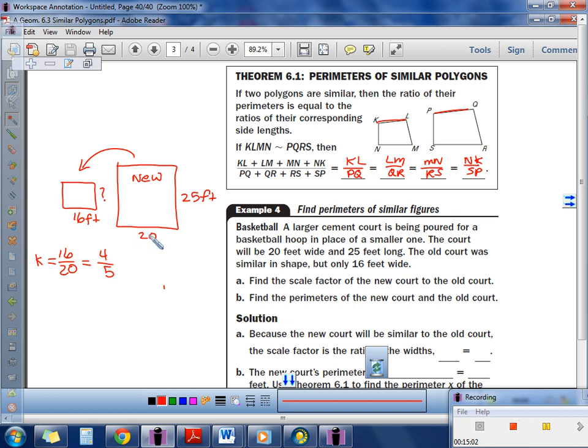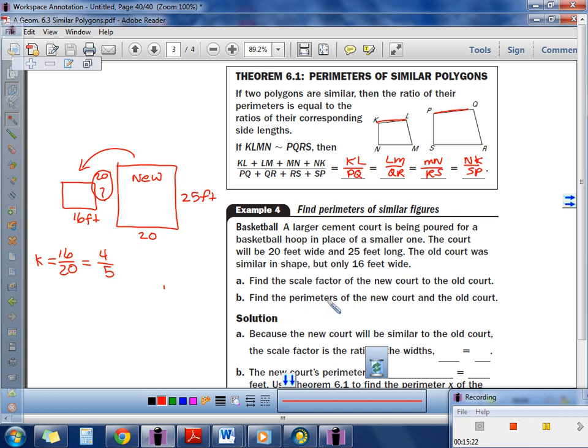So once again, I can multiply 20 by 4/5 and I get 16. I can multiply 25 by 4/5 to get my other number. When I multiply 25 times 4/5, I get this other number, which comes out to be 20 feet. So the missing piece is 20 feet.